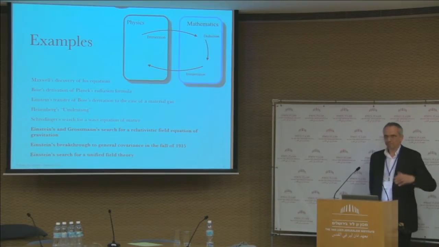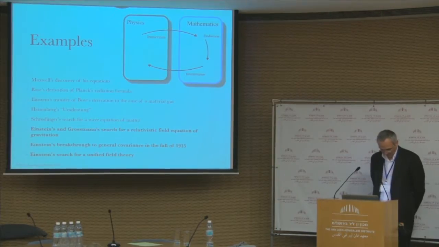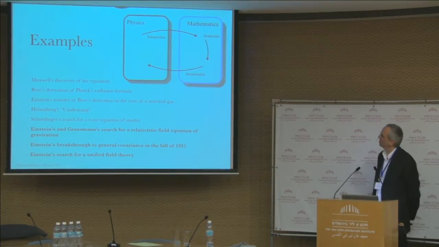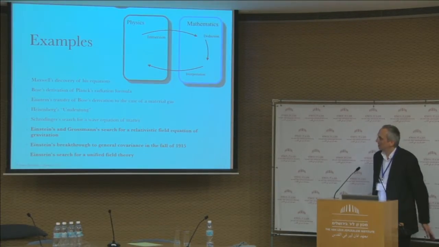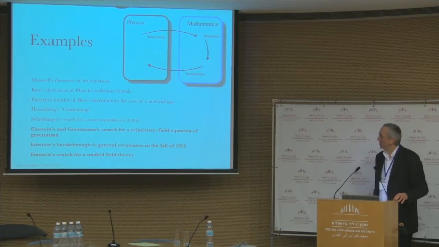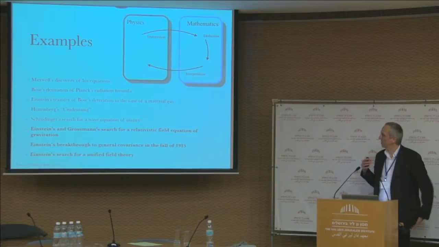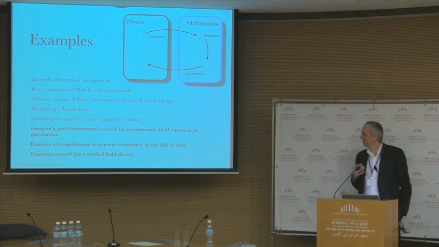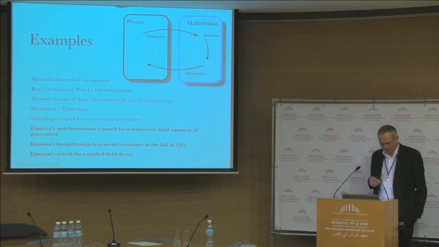The examples can be manifold, and those that come to my mind here are listed. For instance, Maxwell's discovery of his equations, Bose's derivation of Planck's radiation formula, and Einstein's transfer of that derivation to the case of a material gas, Heisenberg's Umdeutung, Schrödinger's search for a wave equation of matter, and then, of course, Einstein's and Grossmann's search for a relativistic field equation of gravitation, the breakthrough to general covariance, and the search for a unified field theory.